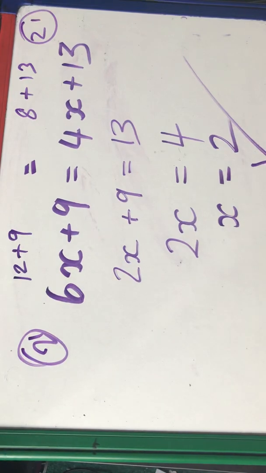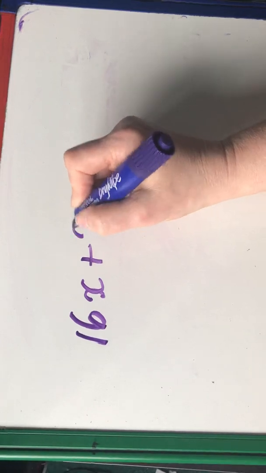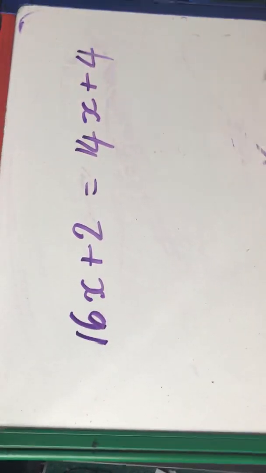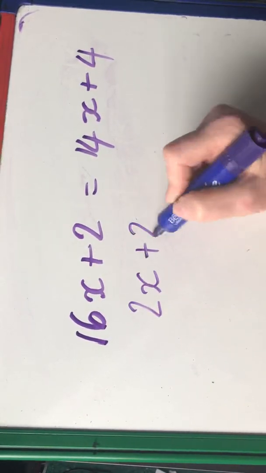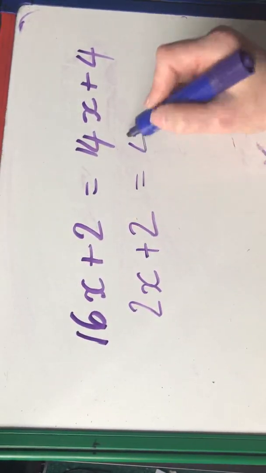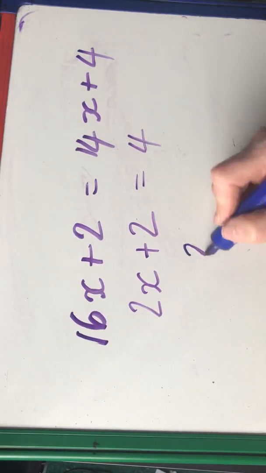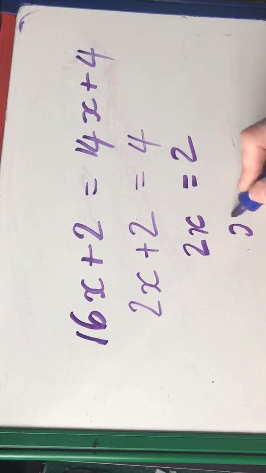And finally, the third one is coming up very shortly. Hang on. 16x plus 2 balances with 14x plus 4. So the smallest is 14x, so that leaves 2x plus 2 because I subtract 14x from both sides. Then I work backwards. The inverse of plus 2 is minus 2. Subtract 2. And then the inverse of times by 2 is divide.